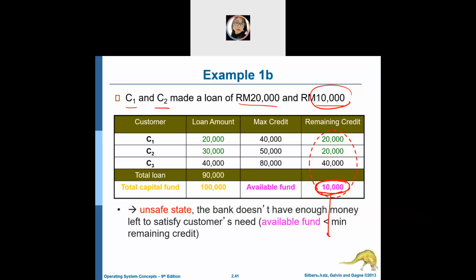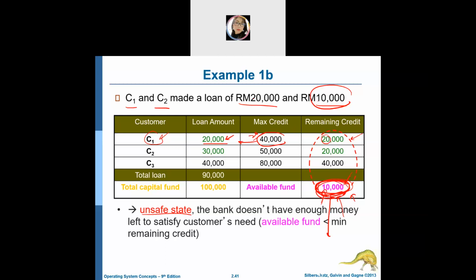Supposedly you will say, okay, I'm in a safe mode because I have money. If C1 wants a loan, I can say, okay, you can have a loan, but I have a limit, which is 10K. No, you cannot, because they don't know that you only have this much money. They will say, I already borrowed 20, I have another 20 to borrow, so give me another 20. I don't want only 10K. So it is an unsafe state.